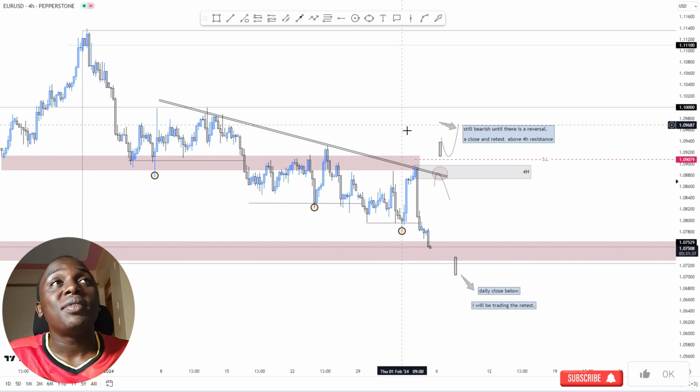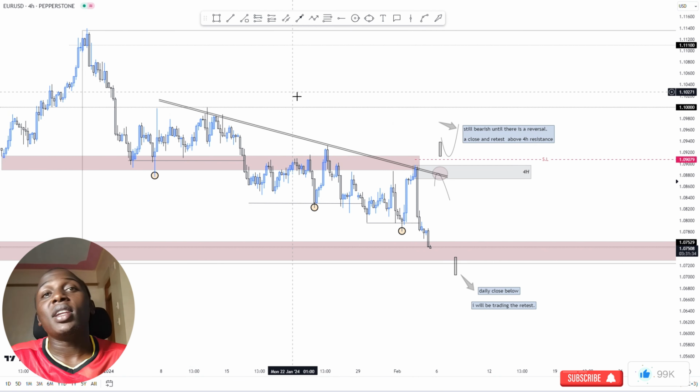So that is it for the 4-hour time frame. Let's move to the next currency pair.